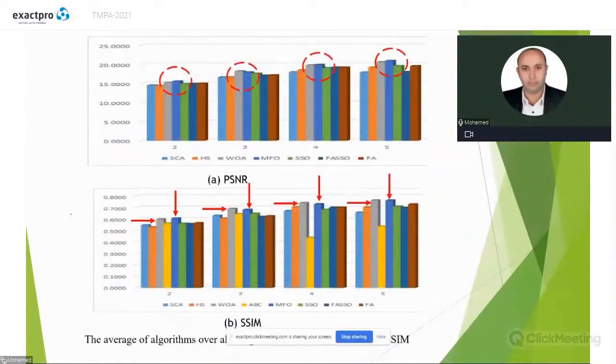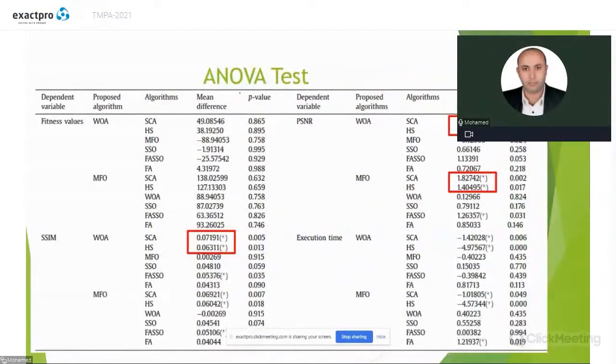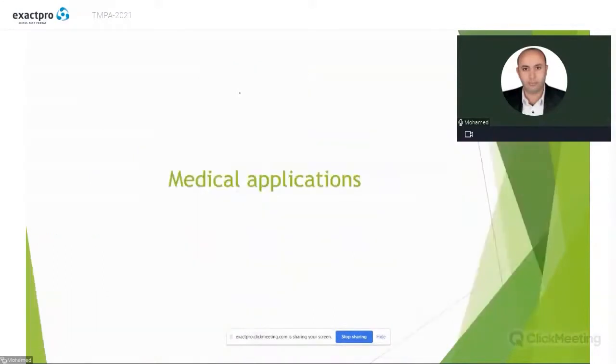This is some results from our paper. First, for PSNR and SSIM, we found that both algorithms, the whale and the moth flame, can provide slightly better performance than other algorithms. Also, we used an ANOVA test to compare whether there is a significant difference between the results or not. In most results, we found there is a significant difference between our algorithms and other techniques.